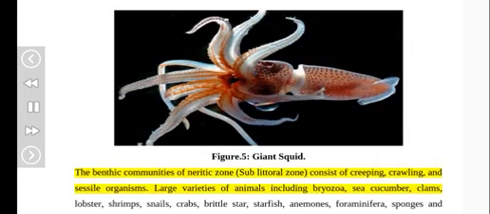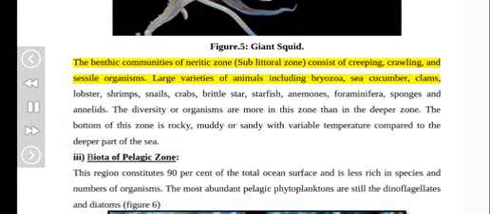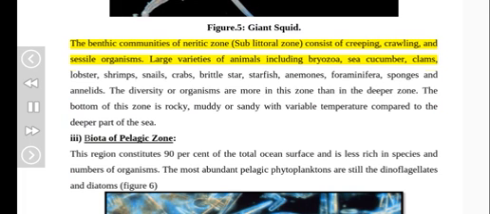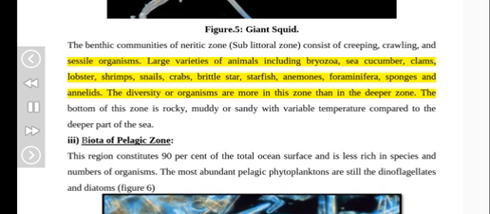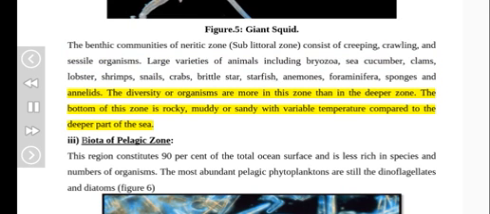The benthic communities of the neritic zone, the sublittoral zone, consist of creeping, crawling, and sessile organisms. Large varieties of animals including bryozoa, sea cucumber, clams, lobster, shrimps, snails, crabs, brittle star, starfish, anemones, foraminifera, sponges and annelids. The diversity of organisms is greater in this zone than in the deeper zone. The bottom of this zone is rocky, muddy or sandy, with variable temperature compared to the deeper part of the sea.